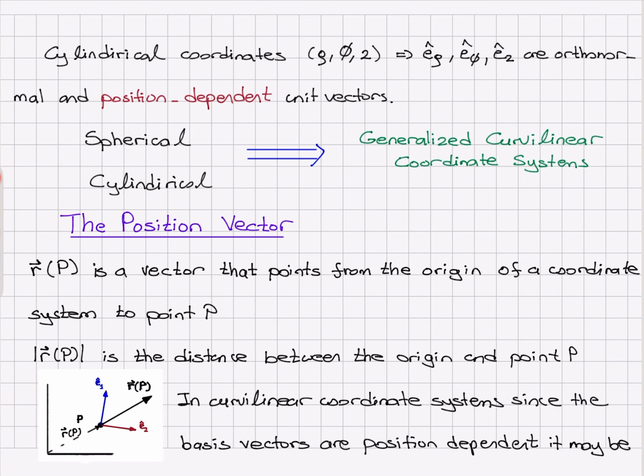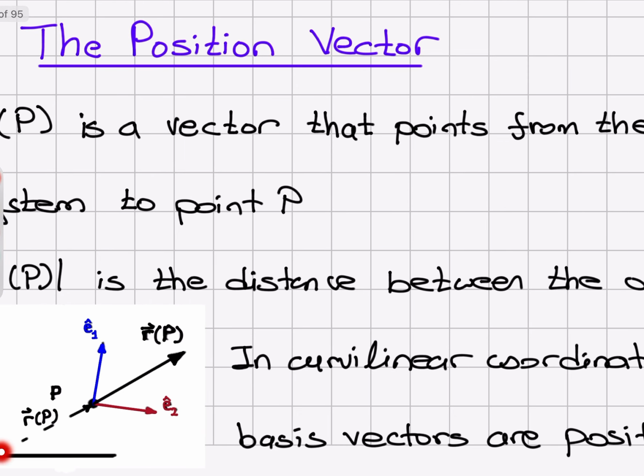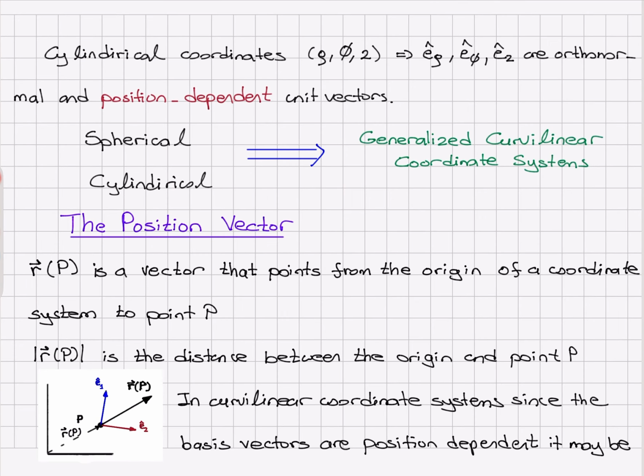Okay, so let's start talking about the position vector. The position vector r of P is a vector that points from the origin of a coordinate system to a point P. So this is our position vector. This is the origin, and we have the point P here, and we draw a vector from the origin of this coordinate system to that point P. The magnitude of r of P is the distance between the origin and point P, so that's this distance.